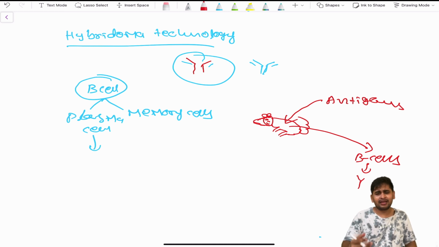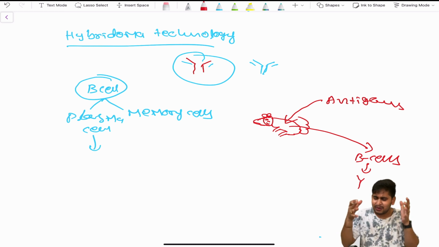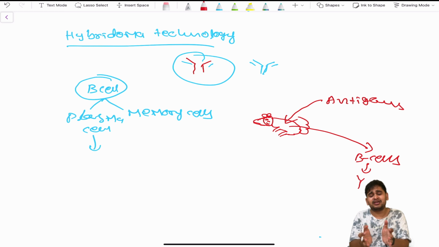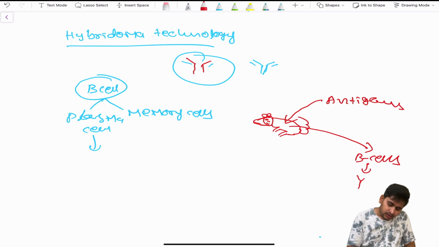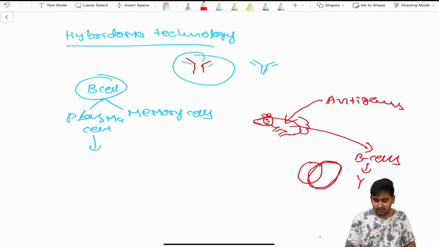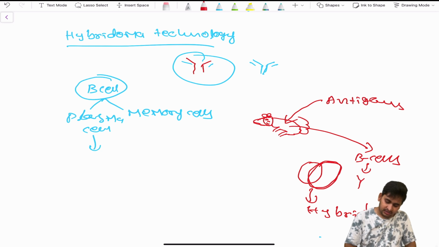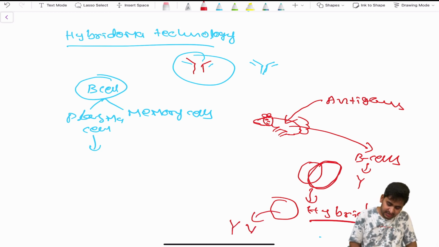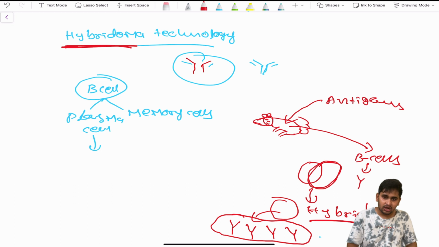There is no doubt. But what is happening is that these B cells or plasma cells have a less span of time. The life period of these cells is very short. So the B cell is attached to another cancerous cell. This will give one hybrid cell, and this hybrid cell will continuously give the antibodies to us. Likewise, the antibodies are cloned from the hybrid cell. That is why this technology is called hybridoma technology.